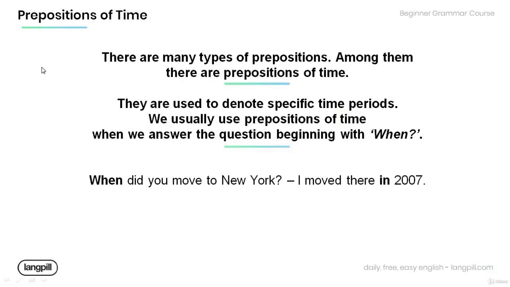Now, there are many types of prepositions, and among them are prepositions of time. Note that these prepositions are used to denote specific time periods. Now, we usually use prepositions of time when we answer the question beginning with when. Have a look at the example below.